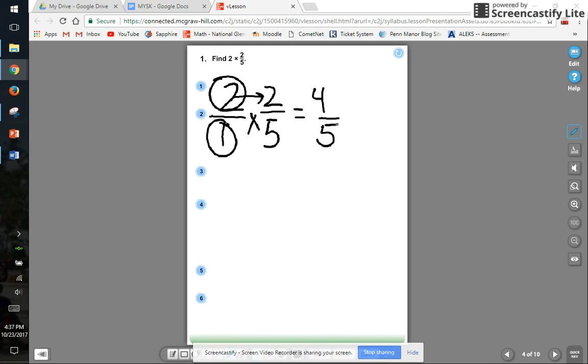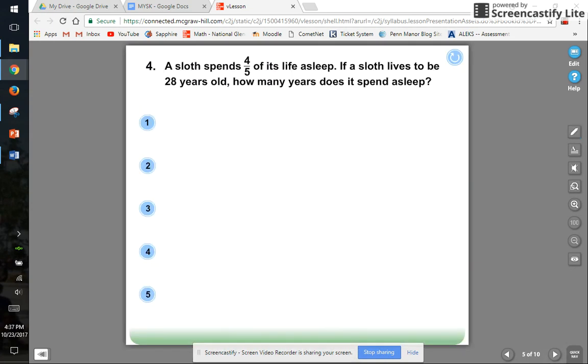Another quick look at another multiplication problem. This time, maybe in word form. Oh, one of my favorite creatures, a sloth. They're after my own heart. They're so slow. A sloth that spends 4/5 of its life asleep. The sloth lives to be 28 years old. How many years does it spend asleep? Multiplication problem indeed. Commutative property tells me it doesn't matter which fraction comes first. I'm going to put the 4/5 first.